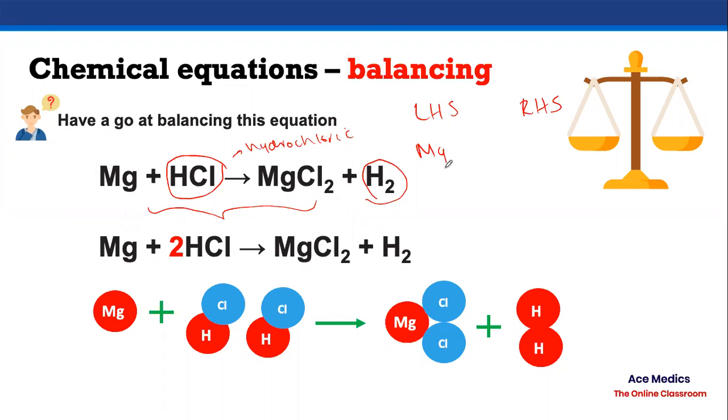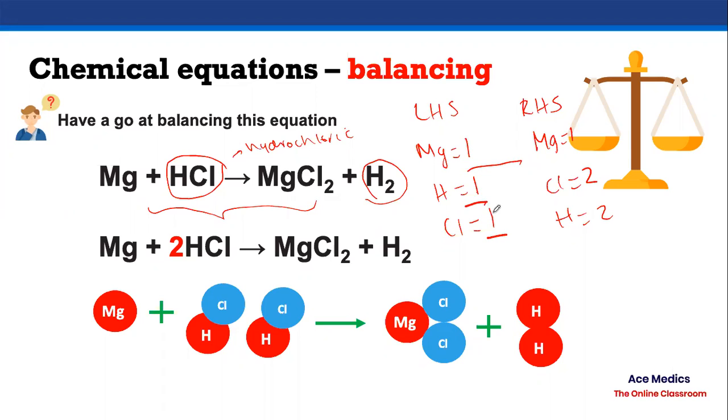We have magnesium. There's one magnesium atom, one hydrogen atom, and one chlorine atom. On the right-hand side, we have one magnesium, two chlorine and two hydrogen. So no, it isn't balanced, okay? Magnesium is balanced, so we're okay with that. What is imbalanced is hydrogen and chlorine.